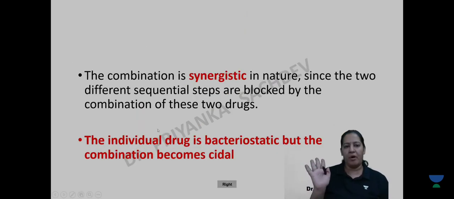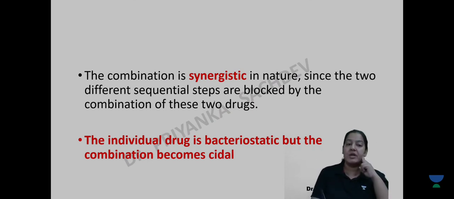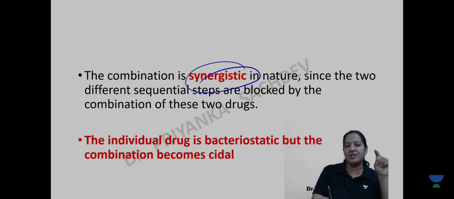The answer is volume of distribution. Right. The next question: why are we doing this combination? We are doing this combination because of the synergistic action.